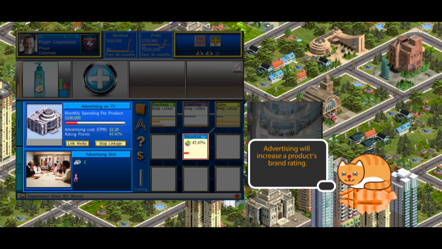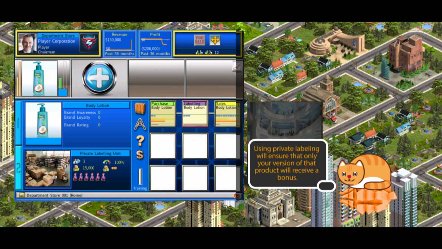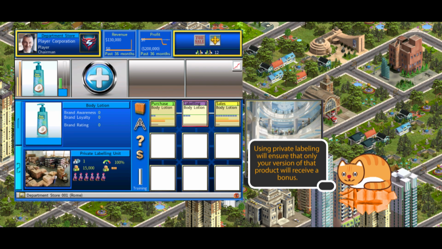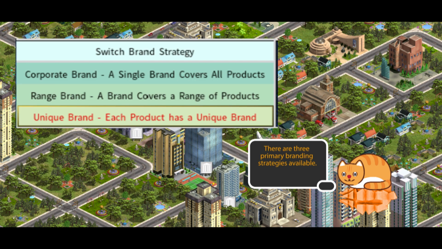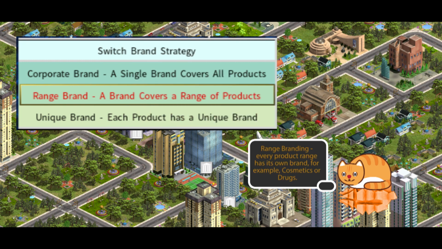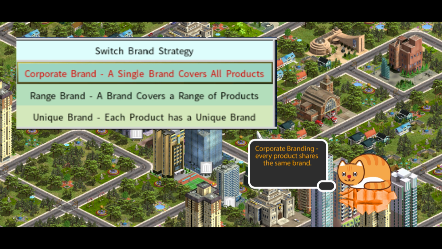Advertising will increase a product's brand rating. Using private labeling will ensure that only your version of that product will receive a bonus. There are 3 primary branding strategies available. Unique branding. Every product has its own brand, for example, eyeshadow. Range branding. Every product range has its own brand, for example, cosmetics or drugs. Corporate branding. Every product shares the same brand. Each branding strategy has its advantages and disadvantages.